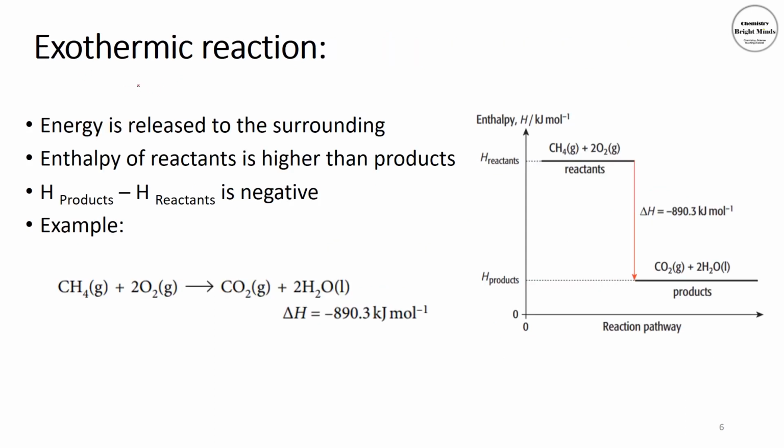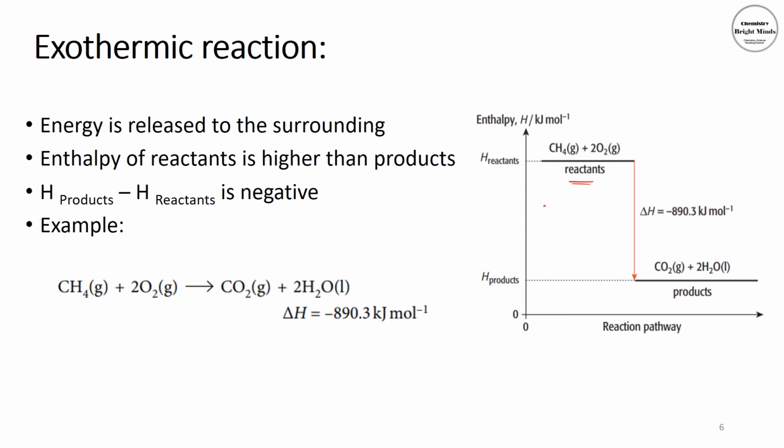Now, for the exothermic reaction, if I look at the enthalpy profile diagram, for example, I have the combustion of methane in the presence of oxygen. Because this is a combustion reaction, like I said before, it will be accompanied by a release of energy. This means my reactants have a higher enthalpy than my product. And if I look at the reaction pathway, the reactant is drawn at the top of my diagram, and the product is drawn at the bottom of my diagram.